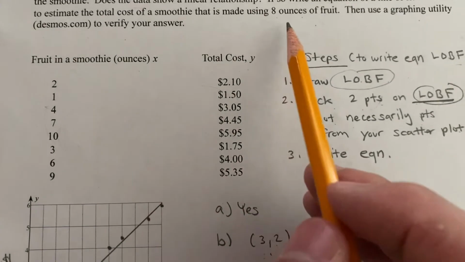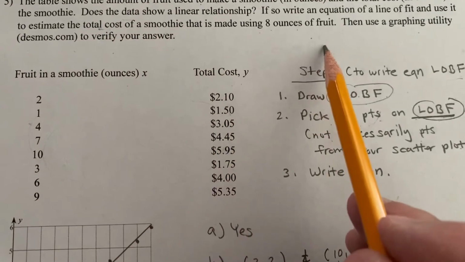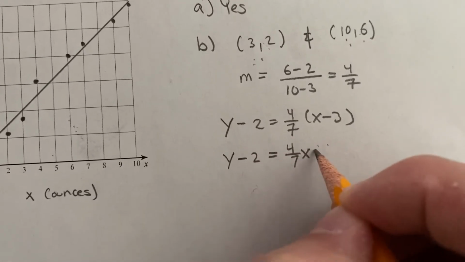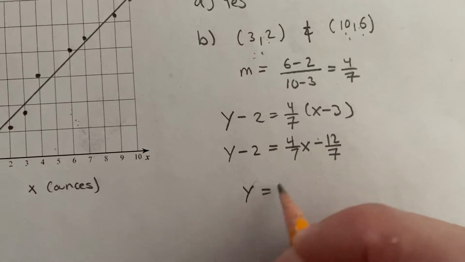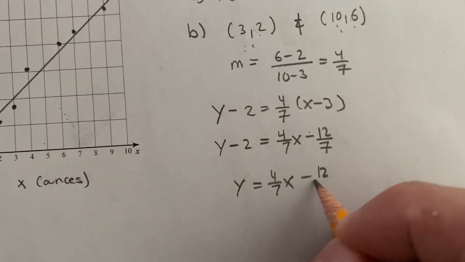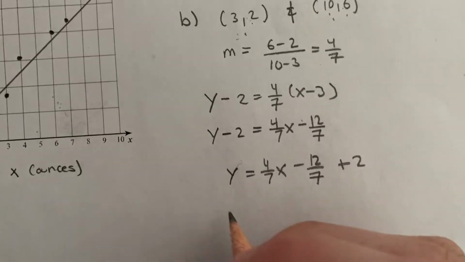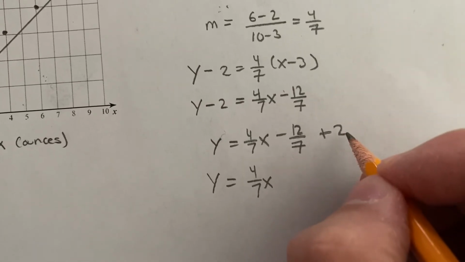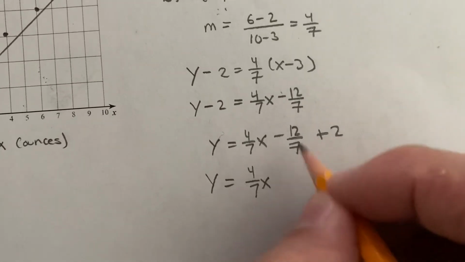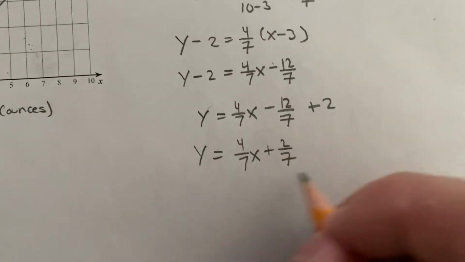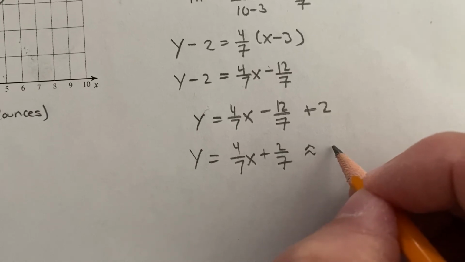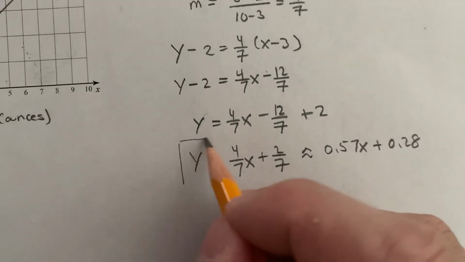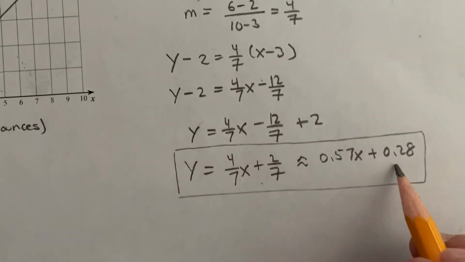And because we're being asked to estimate the cost of 8 ounces, I'm going to get y by itself over here. So let's do that. You're going to get 4/7 x minus 12 over 7, and get y by itself over here: 4/7 x minus 12 over 7 plus 2. You're going to get y equals 4/7 x. If you multiply this guy by 7 over 7, you're going to get 14 over 7. 14 minus 12 is plus 2/7, okay? So you can use a calculator. Approximately this equals 0.57x plus 0.28. All right, so there's my equation of the line of best fit. There's my exact, there's my approximate value.